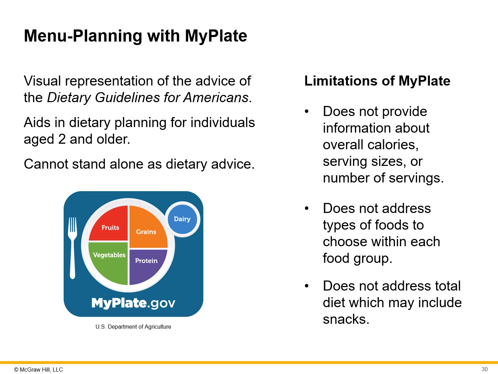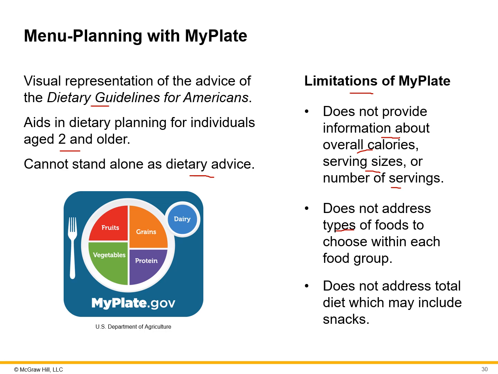All right, so we think about menu planning here. So again, MyPlate is just a visual representation of those guidelines. It helps with dietary planning for individuals 2 and older, but it cannot stand alone as far as dietary advice. Again, it doesn't indicate a variety of foods. So some of the limitations: it doesn't have information about overall calories, serving sizes, or the number of servings. Again, it doesn't address types of foods to choose.